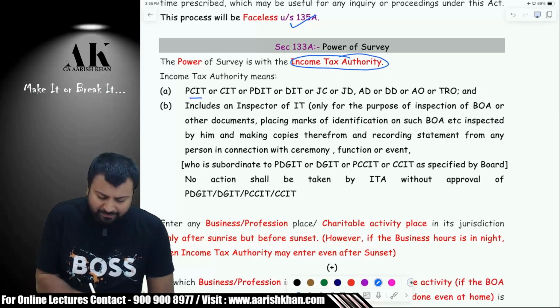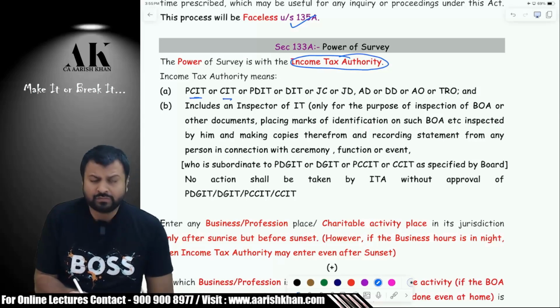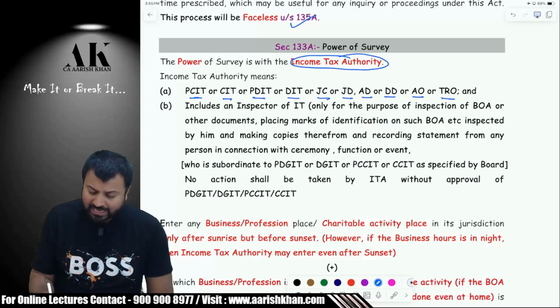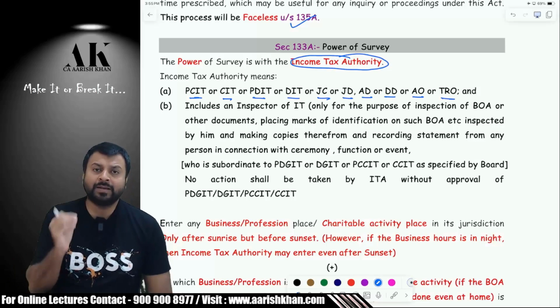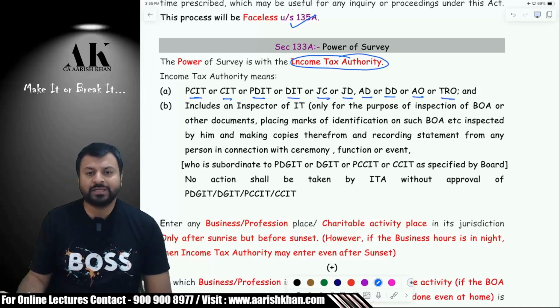Let's see. Principal Commissioner of Income Tax can do survey. Commissioner of Income Tax can do survey. Principal Director of Income Tax can do survey. Director of Income Tax can do survey. Joint Commissioner, Joint Director, Additional Director, Deputy Director, Assessing Officer and Tax Recovery Officer. These people can do survey. Absolute power has been given to these people.